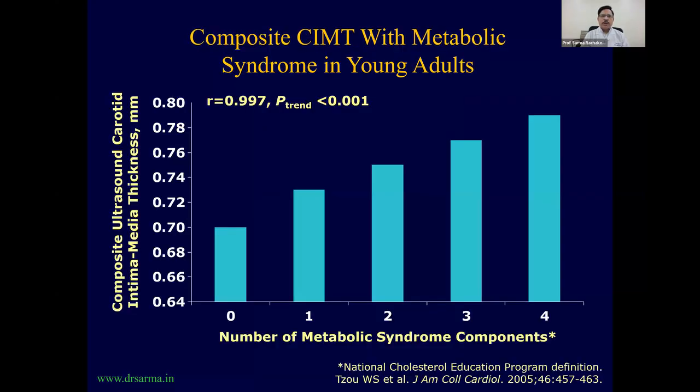Okay, composite carotid intima media thickness with metabolic syndrome in young adults. Composite ultrasound carotid intima media thickness in millimeters versus the number of metabolic syndrome components. No component 0.7, one component already 0.73, two components even more, three components and all four components. So the carotid intima media thickness, CIMT, is a measure of atherosclerotic burden, and that increases with the increasing number of metabolic syndrome parameters.